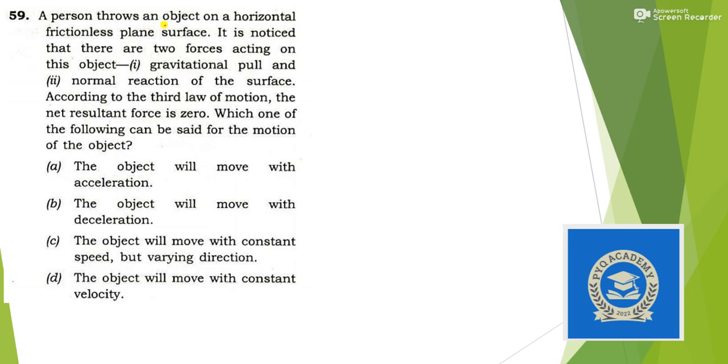A person throws an object on a horizontal frictionless plane. It is noticed that there are two forces acting on this object. One is gravitational pull, another is the normal reaction of the surface. According to the third law of motion, the net resultant force is zero. Which one of the following can be said for the motion? Suppose you don't know what these statements are telling. Just take the first statement and apply your logic. Let's take this plane as frictionless, that means mu is 0, and when you throw any object it will slide and go like this.